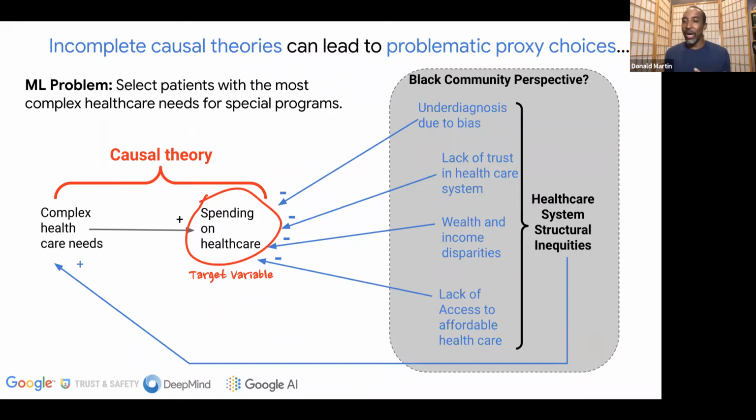And this has been borne out by COVID-19, because these structural inequities have actually led to Black people disproportionately dying from COVID-19. They actually contribute directly to that. So you see that this is quite a more complete causal theory, right? Because it adds these key factors that not only decrease how much a particular community spends on healthcare, but also increase how complex their healthcare needs actually are. So this explains why the algorithm ended up being racially biased, because it did not consider the complete story. The causal theory was incomplete and it led to a problematic proxy choice.